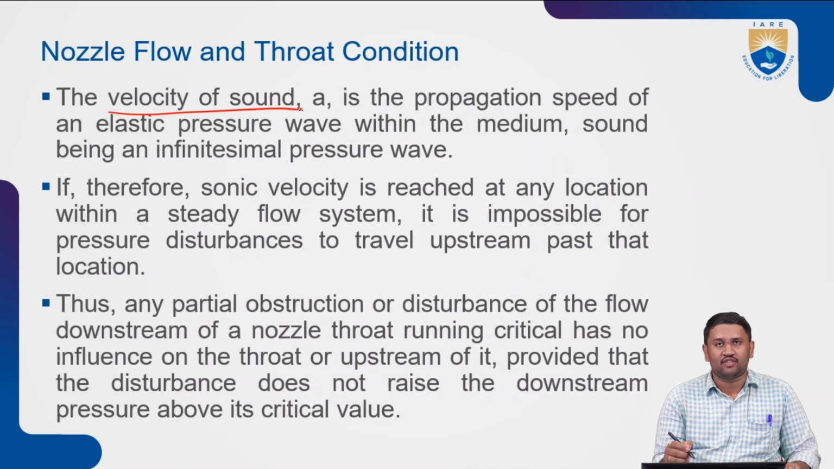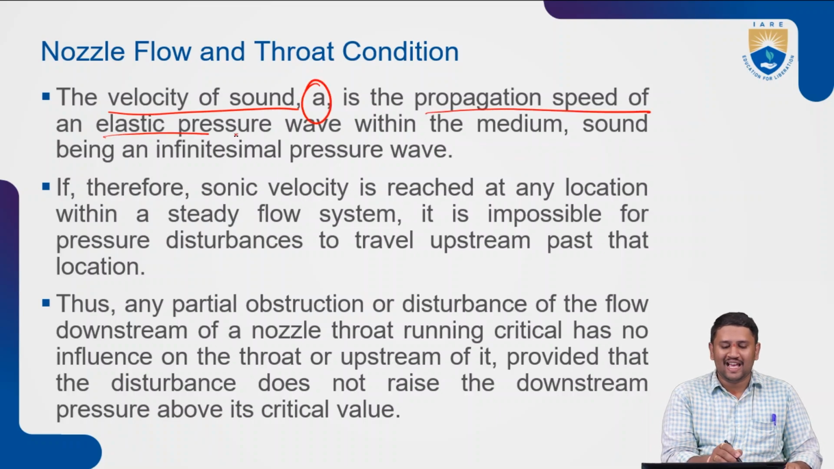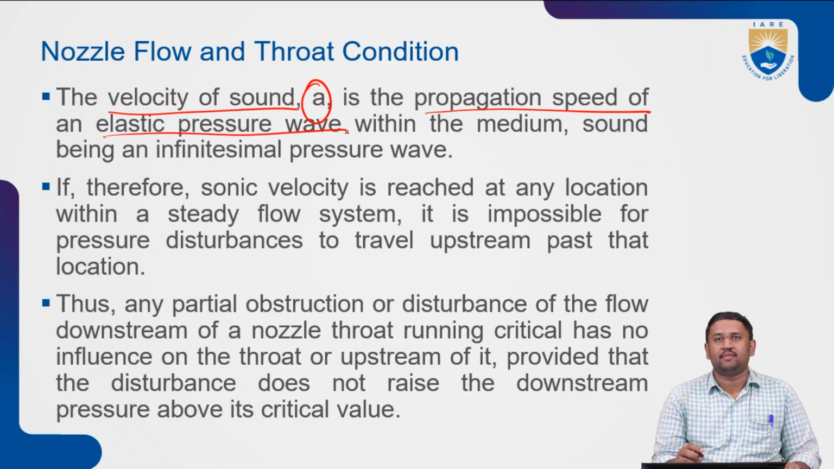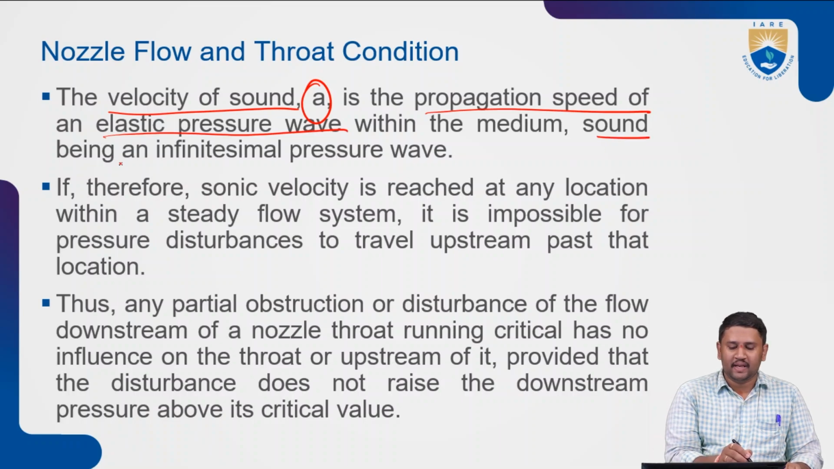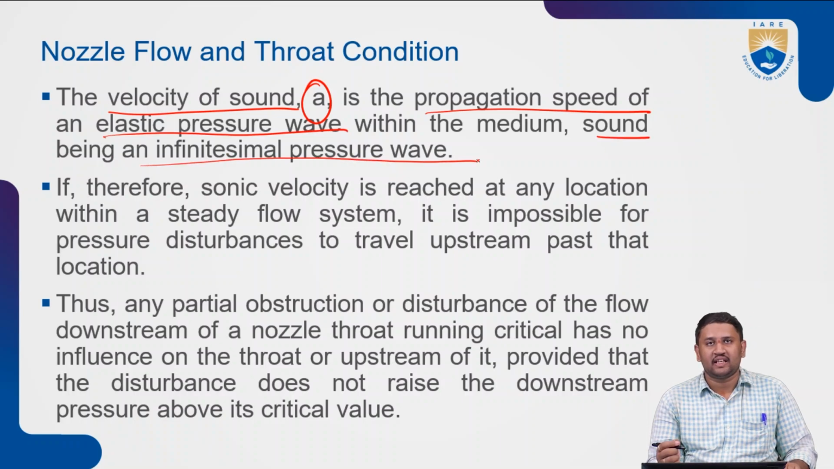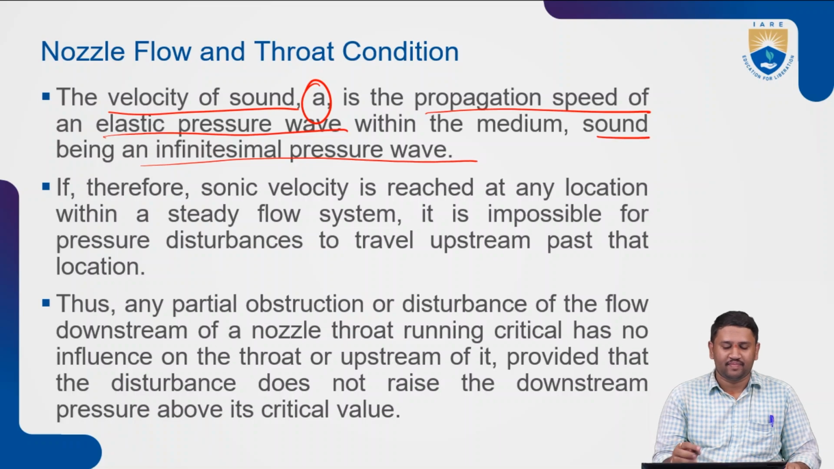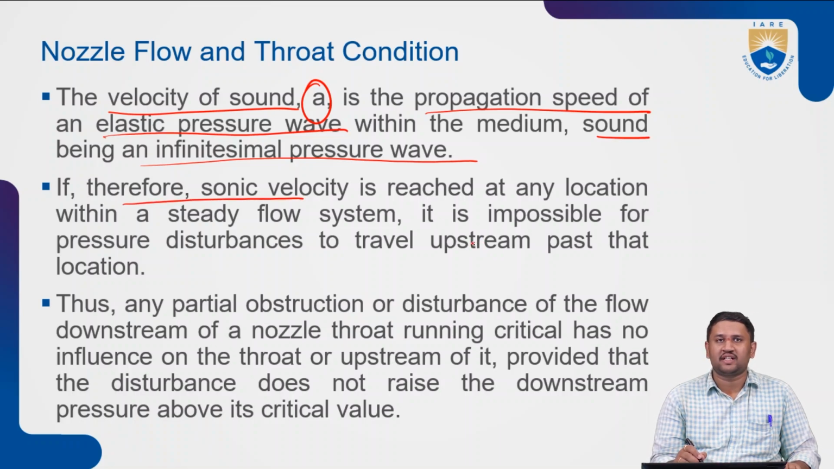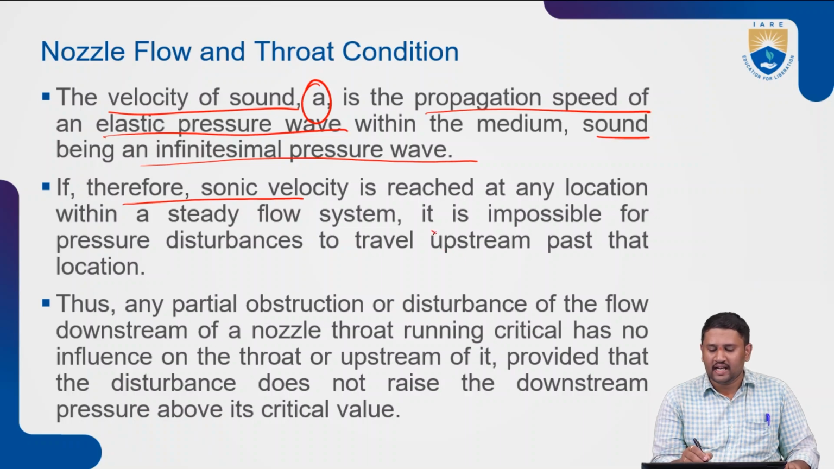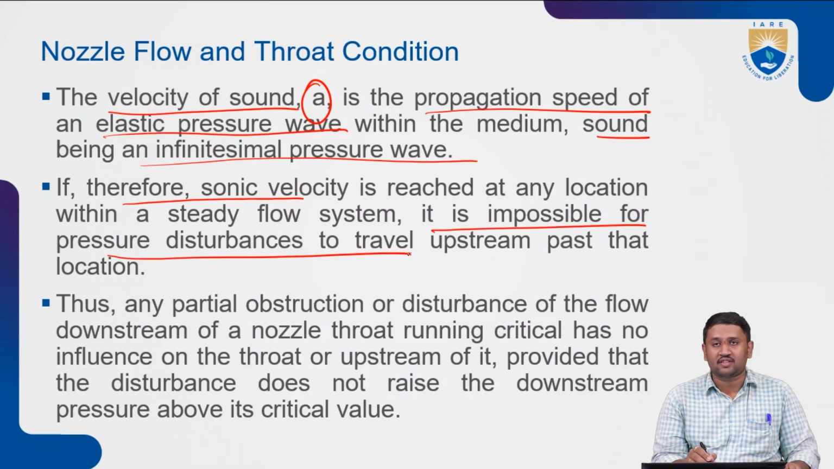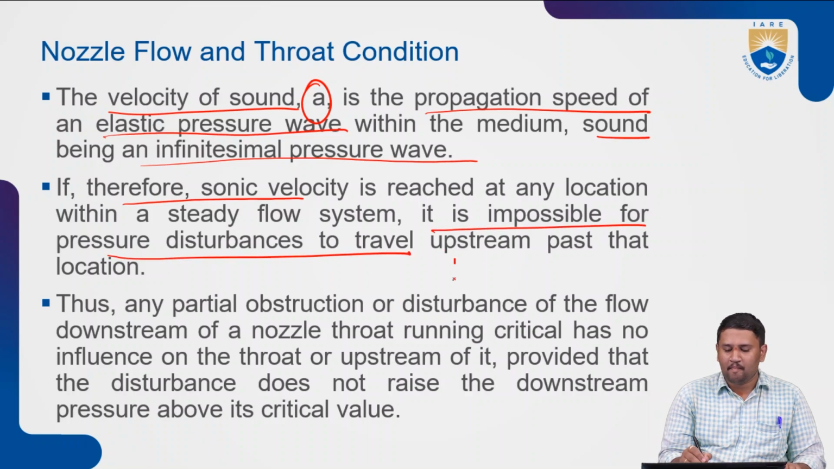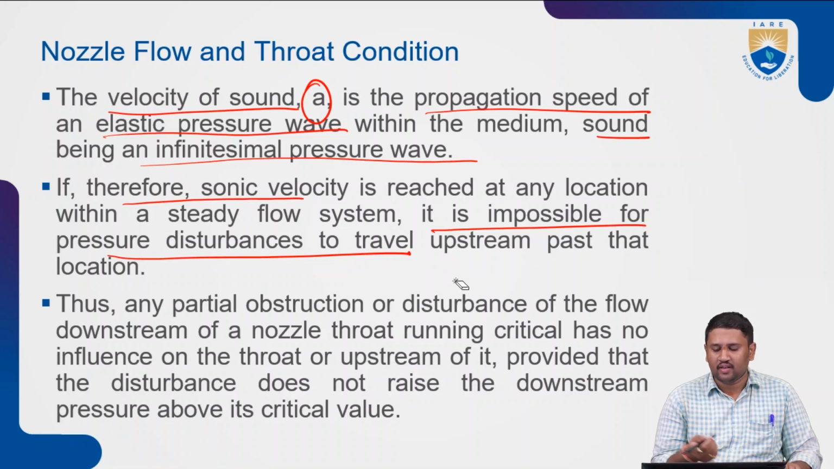Now, the velocity of sound, which is denoted by A, is the propagation speed of an elastic pressure wave within the medium, sound being an infinitesimal pressure wave. If, therefore, sonic velocity is reached at any location within a steady flow system, it is impossible for pressure disturbances to travel upstream past that location. What do you mean by that?